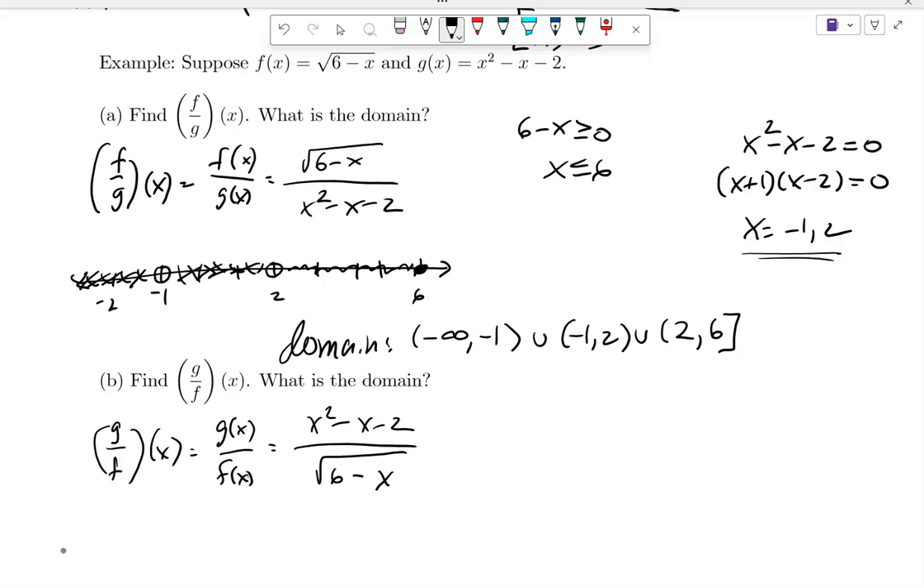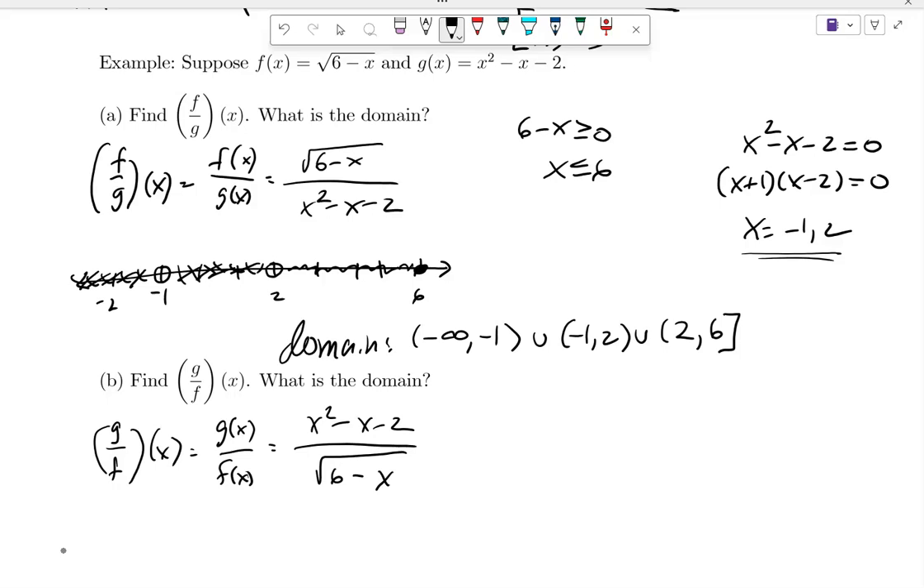If you don't like the picture, you don't have to draw the picture, but sometimes I think the picture helps to be able to see the 3 distinct intervals that we have, right? I need to make sure I eliminate negative 1. I need to make sure I eliminate 2. I don't want to go any higher than 6. And then I shade in between for the rest of them. That make sense?